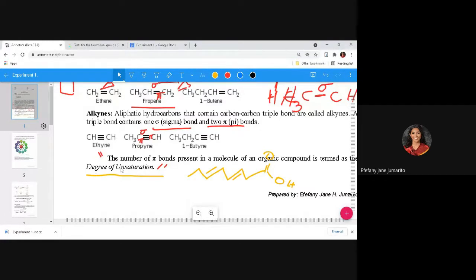Degree of unsaturation is just the number of pi bonds present in your molecule. Okay, so it is simple. The number, we count it. So where is it? Okay, so what's the degree of unsaturation?